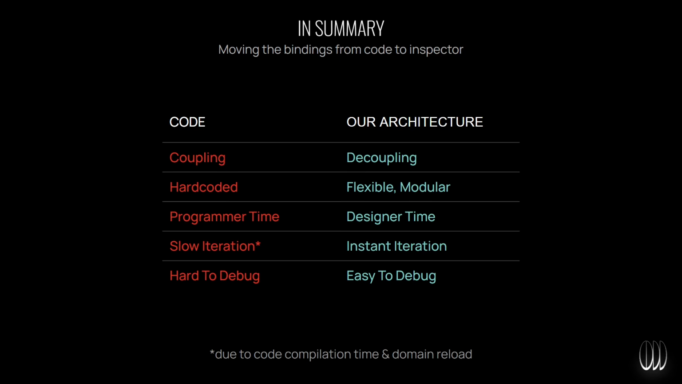To conclude, we basically moved value bindings and content logic from code to editor. We try to decouple things and have things more flexible, more modular. Programmers should focus on implementing features and systems, not the content. Of course, I've spent a lot of time creating this whole architecture, but I'm speaking globally in the long run. We give more power to the designers.